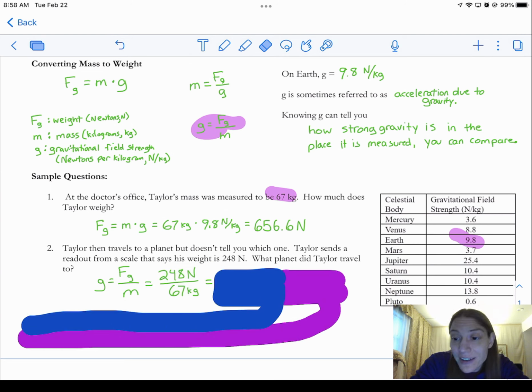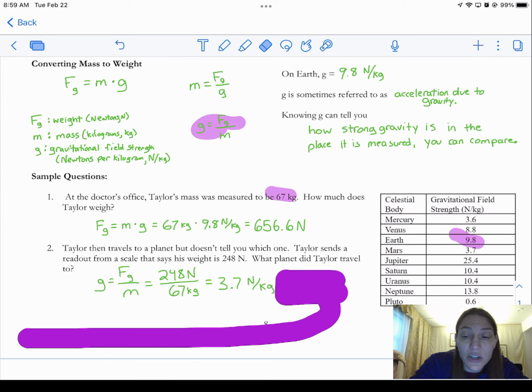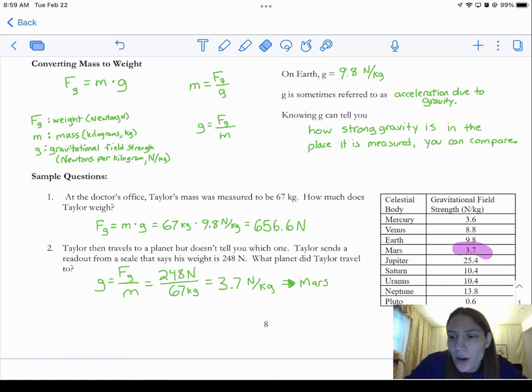In this case, it is a bigger number on top and a smaller number on bottom, but remember, it's just whatever the force is divided by whatever the mass is. Top divided by bottom is what you plug into the calculator, and I got 3.7 newtons per kilogram. When I look over here to find that in my chart, 3.7, there it is. Looks like Taylor is on Mars, okay? And so that's what it looks like.